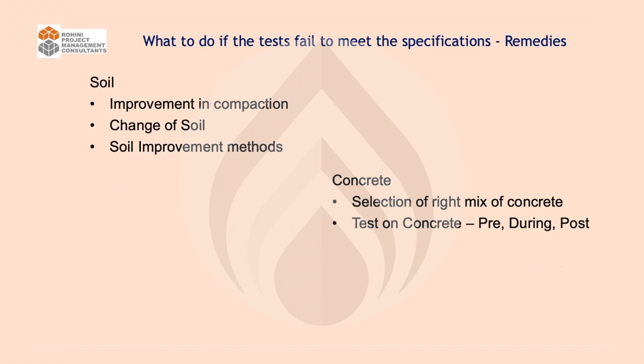Just looking into the two components which are really vital. What to do if the test fails, if you are talking about soil, then you need to talk about improvement in compaction, change the soil. Improvement in compaction is you do a proctor test, all that we saw in the tests of the soil. But when you see that you are not getting the desired compaction levels because of the soil or because of whatever reason, there are limitations. As we saw, when you go for testing, you have different layers of soil.